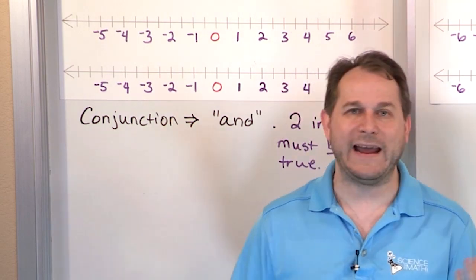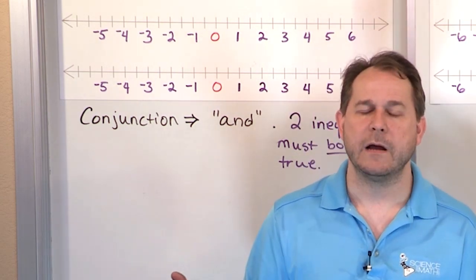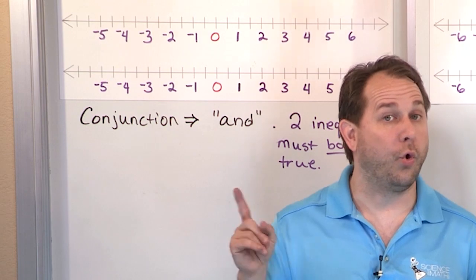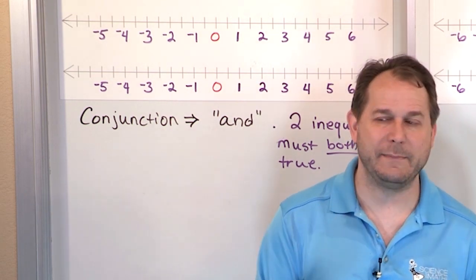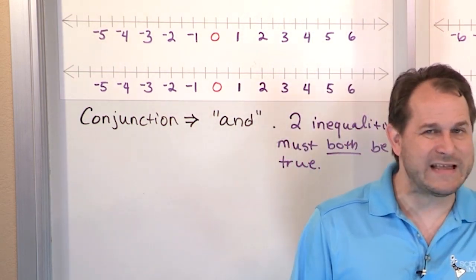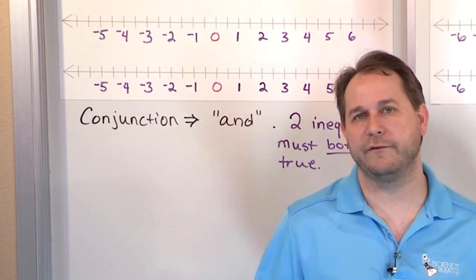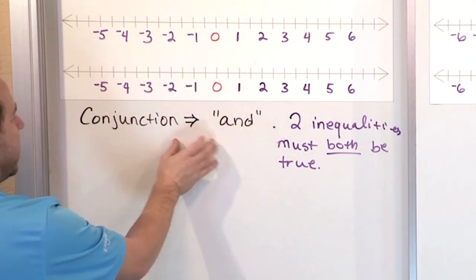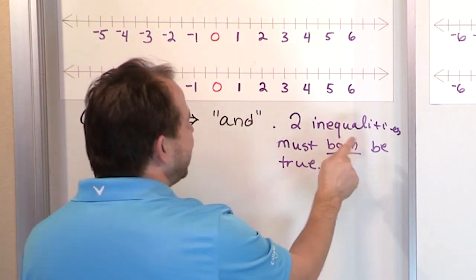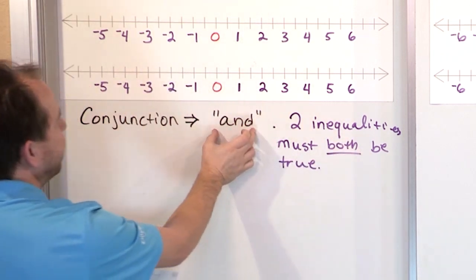If I like peanut butter and jelly, I like both of them, right? But if I say I like peanut butter or jelly, that's different. It means I can like this one or this one, but not necessarily both. So and or are different. So when we have two inequalities that we call a conjunction, we're saying that both of them must be true because they involve the word and.